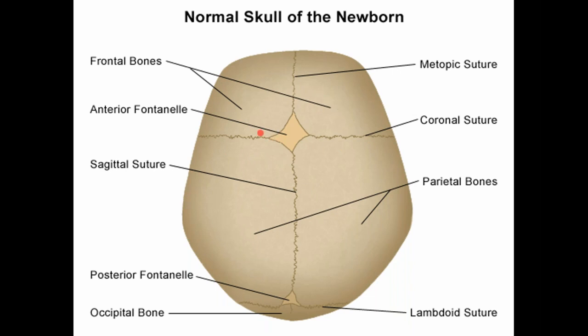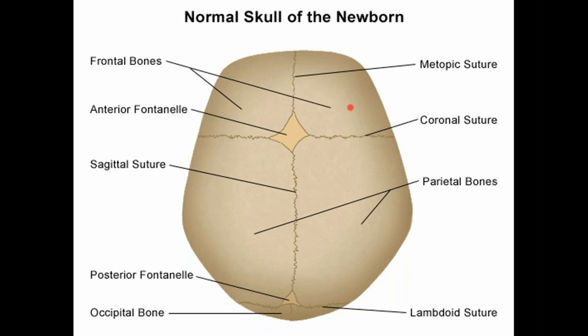So what is the definition of molding? Overlap of bones during labor, a change in shape. Yes, excellent. It is the change in the shape of the head in the vertex presentation during labor while passing through the birth canal. So this is about molding.